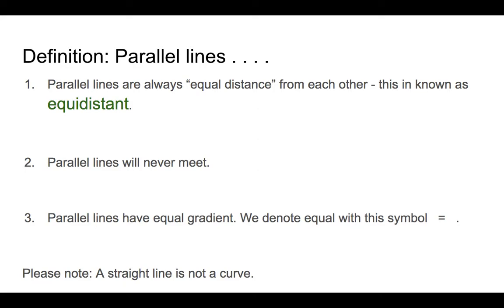So what you have to really engage with is the fact that they're equidistant and that they will never meet. They've also got equal gradient, equal steepness. And what I've said there is that you denote the equal gradients with that equal sign, just to remind you that that has to be there. There's a wee note at the bottom saying that a straight line is not a curve. A straight line is a straight line.